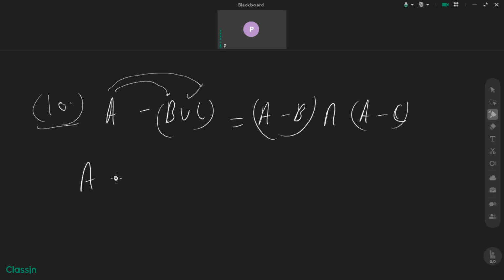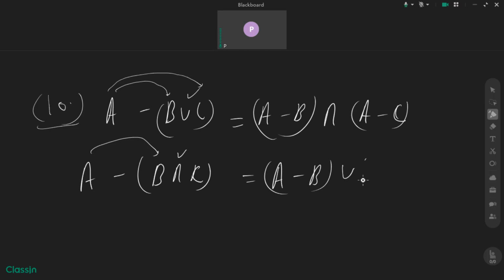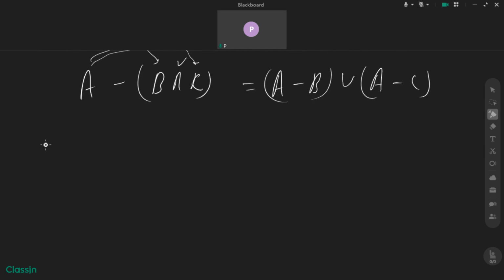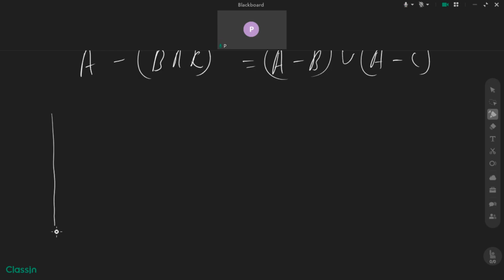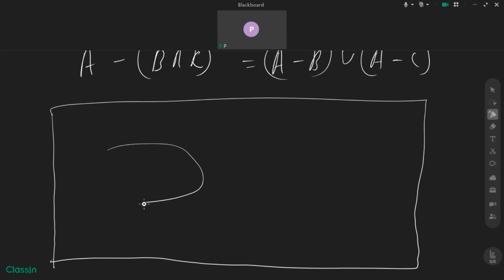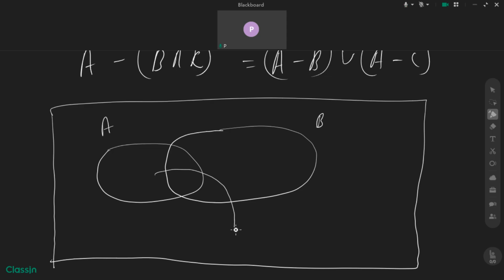Similarly, its second form will be A minus B intersection C. It's equal to first A minus B. For this intersection, we'll take union, A minus C. Let's prove the first one. Similarly, we can prove the second one. Let's take the Venn diagram. In this diagram, we have three sets: A, B, and we have the third set C.